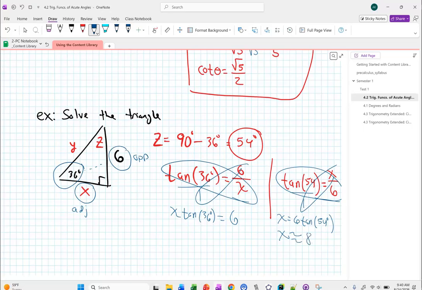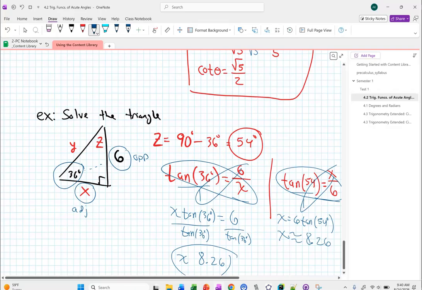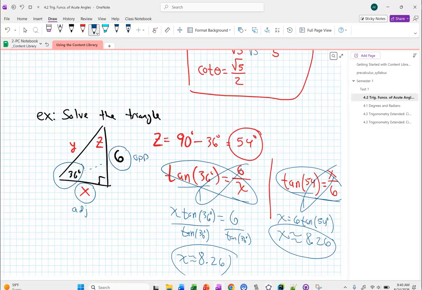I'm just going to round to 2 decimal places here. On this one, we'd have an additional algebraic step. We'd have to divide by tan 36, which is not the end of the world. And we get the exact same thing. Say approximate. We all okay?